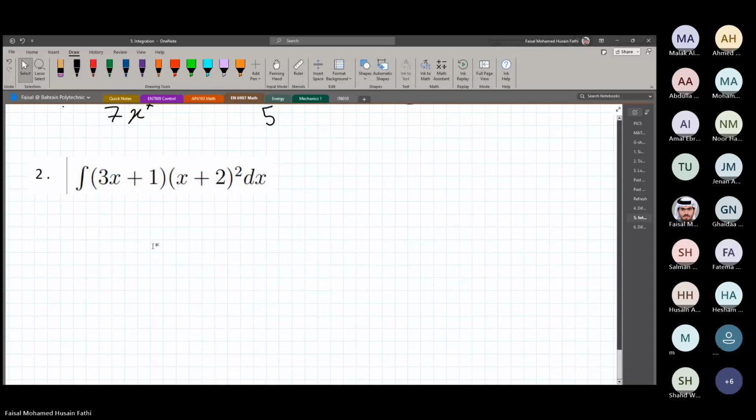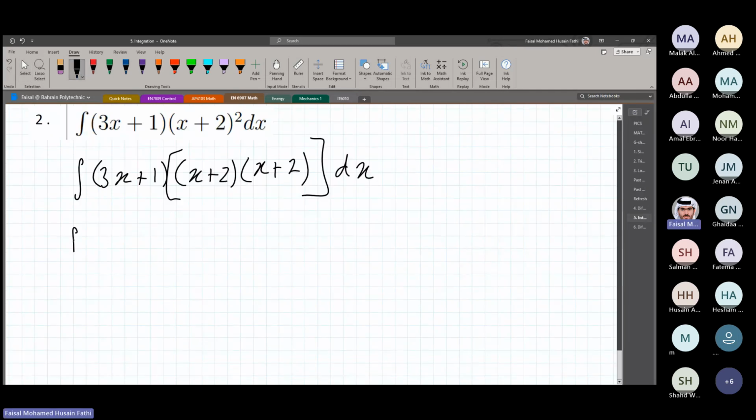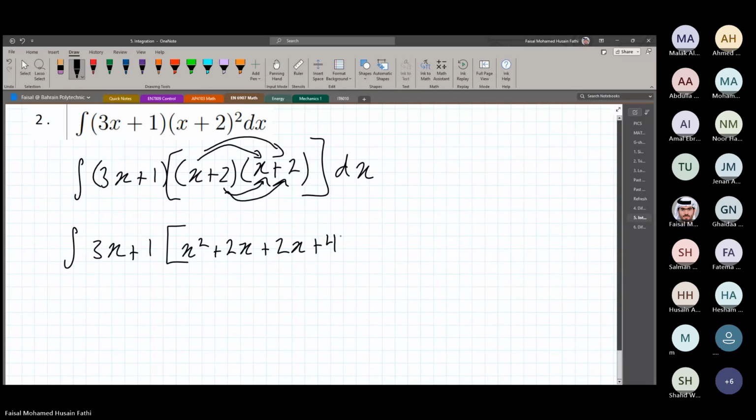So we have here 3x plus 1, x plus 2 squared. All you have to do is distribute. So this is basically the same as saying integral of 3x plus 1 into x plus 2 into x plus 2 dx. Simplify it, just distribute it all. So 3x plus 1, the distribution here, x squared plus 2x plus 2x plus 4, dx.